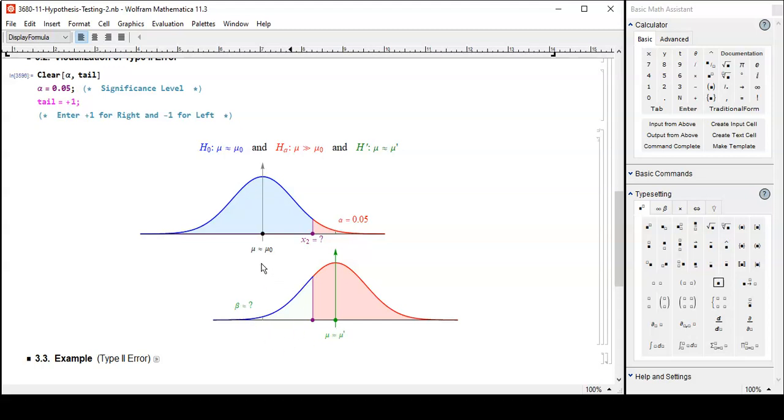So mu prime is certainly greater than mu 0, as you can see. So we should have called alternative. So alternative is right. But if I made an error, that means x bar must have fallen here in this region, here or there. So that probability is measured by this area. That's beta.